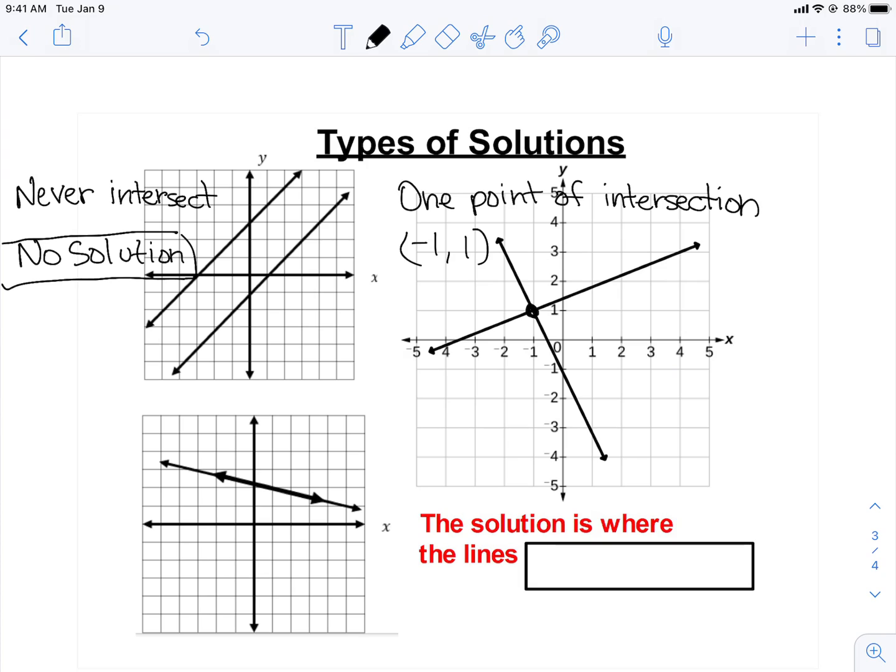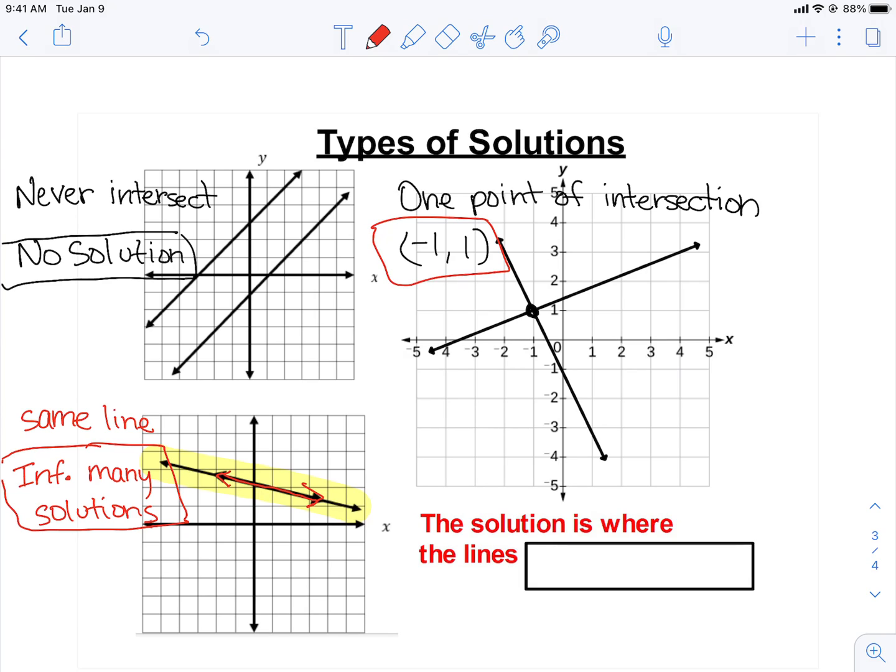Now looking at this last graph, notice that they're the exact same line. The first line is right here, the longer line, and the second line is this shorter one, but it's the exact same line. They're both going to keep going forever and ever. These are the same line, which means every point is going to intersect with the other line. This means there are infinitely many solutions. I'm going to abbreviate infinitely many solutions. That would be the answer we're looking for here.